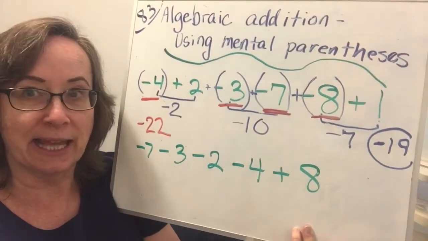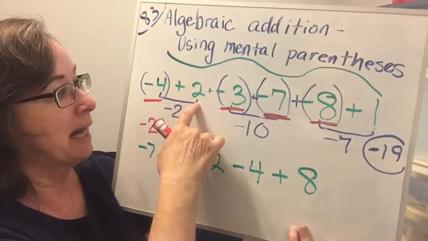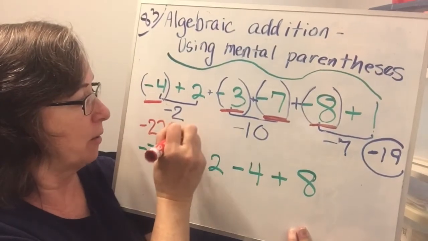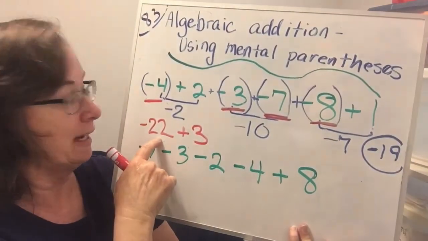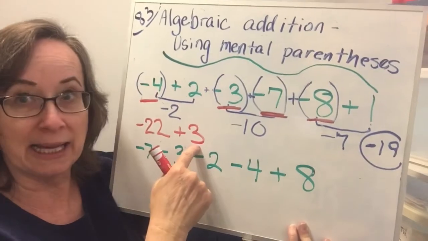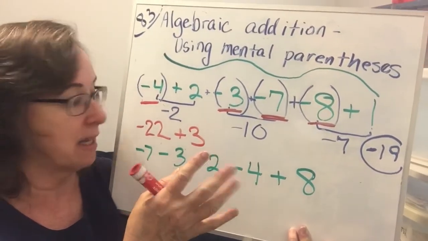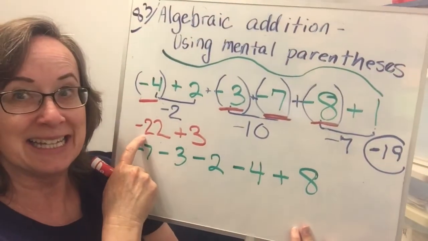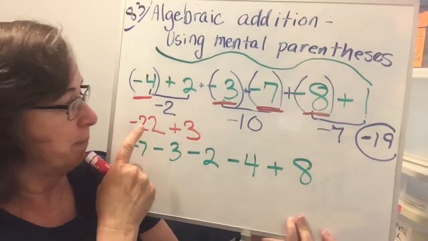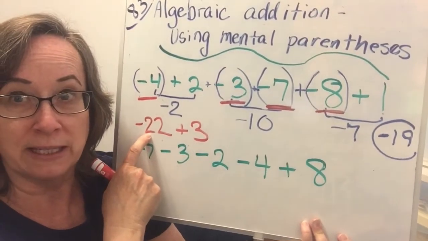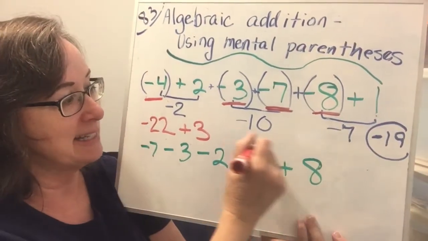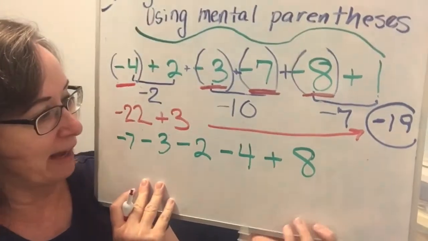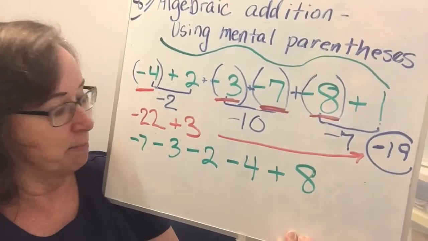And then we're going to add together all of our positives. We have a +2 and a +1. 2 plus 1 is 3. So we have a -22 plus a 3, opposite signs. We're going to subtract. 22 minus 3 is 19. 19 is going to take the negative number because the negative numbers won the tug-of-war. So -19 is the answer. Wasn't that easy? Okay, so now we're going to do this one both ways.